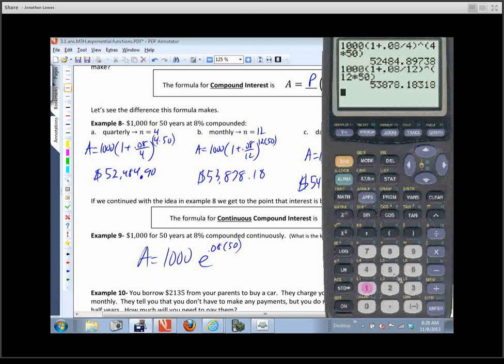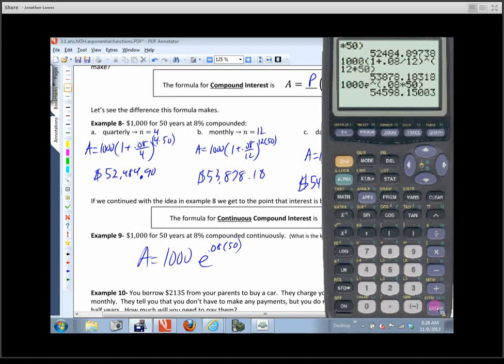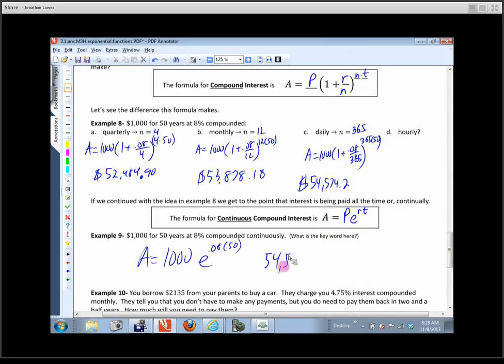So here's 1,000. Most calculators have an E button or an exponential base E. For me, it's right there, next to the 4, by the ln. Okay? And then this is 0.08 times 50, and it doesn't get any better than this. 54,598.15.